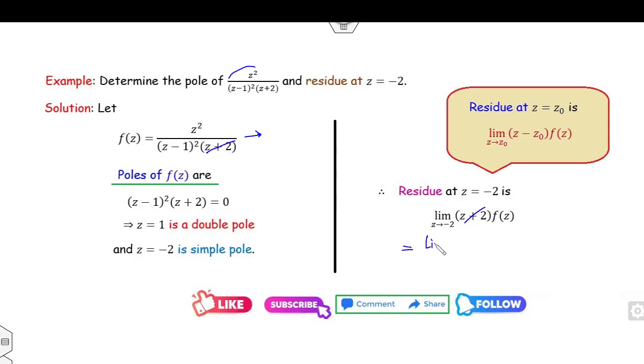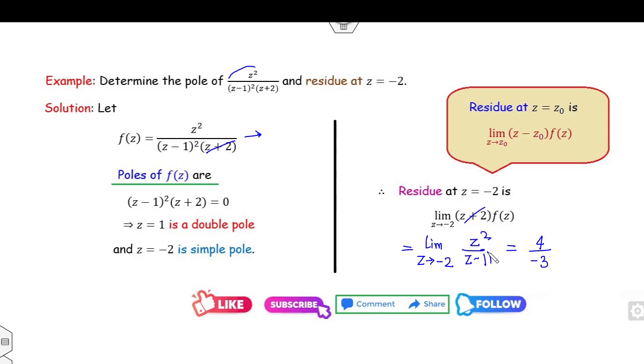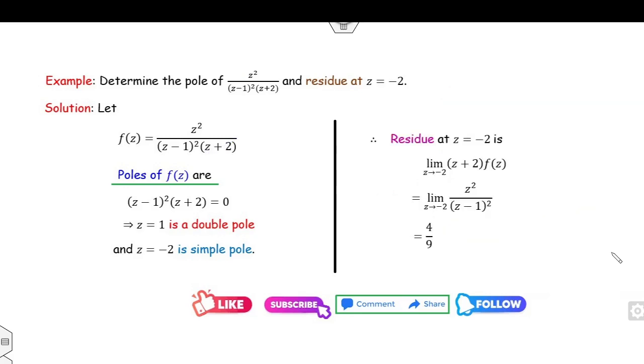So the answer becomes the limit as z approaches -2 of z squared over z minus 1. I can substitute the value. It is 4 over -3. Sorry, it is squared also, so this is (-3) squared, and that number, 4 over 9, is the right answer of the problem.